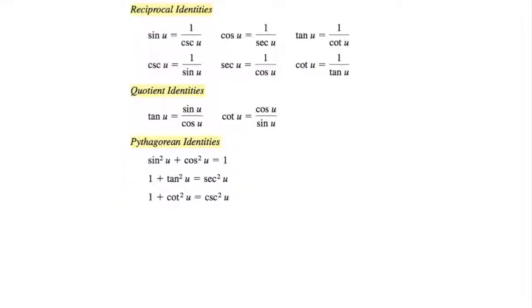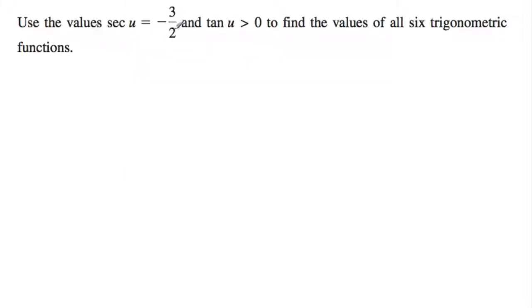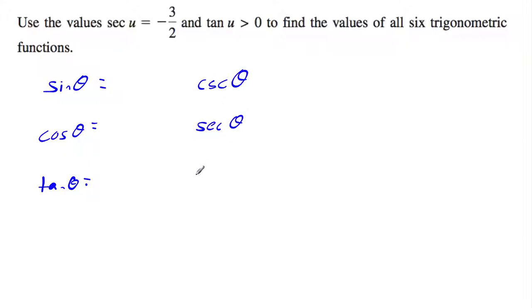Now, we use them for instances such as this. So this is a problem we've seen before. But if I know that the secant is negative 3 over 2, I want to find the values of all 6 trigonometric functions. So sine of theta, cosine of theta, tangent of theta, cosecant of theta, secant, and cotangent. The secant is negative 3 over 2, so we know that the cosine is going to be negative 2 over 3. They are reciprocals of one another.